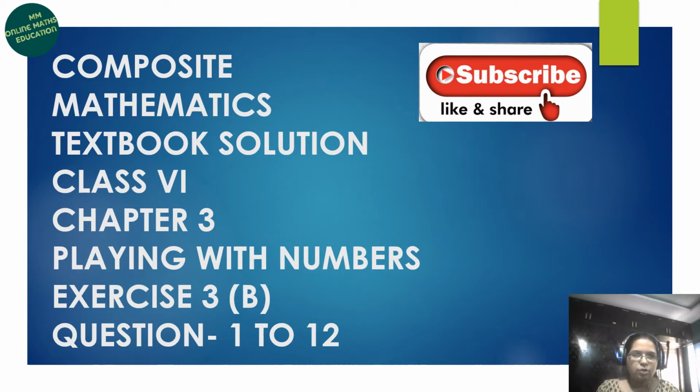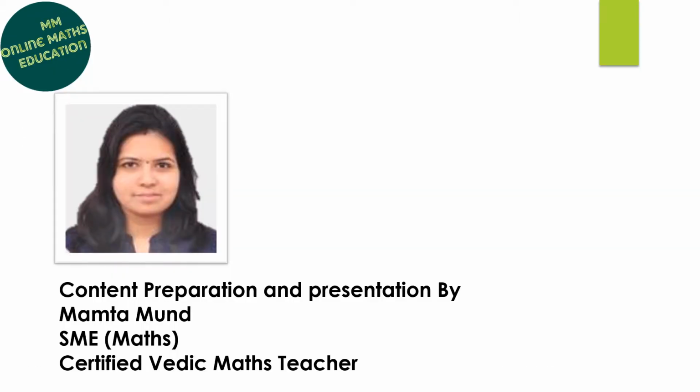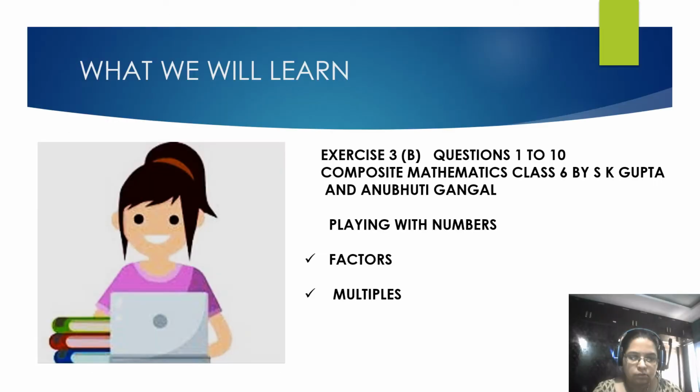Let's get started and solve some questions. What we learn today? Today we learn and solve exercise 3B questions 1 to 12 of Composite Mathematics textbook class 6 by S.K. Gupta and Anubhuti Gangal. Chapter name is Playing with Numbers and topics are factors and multiples.